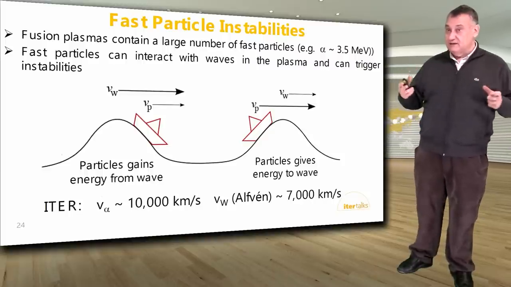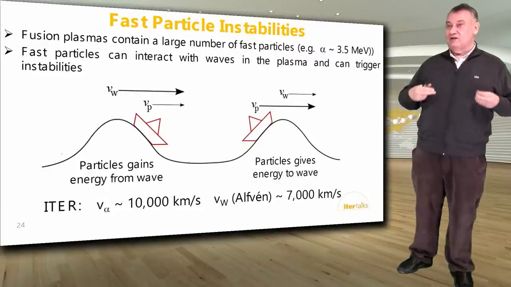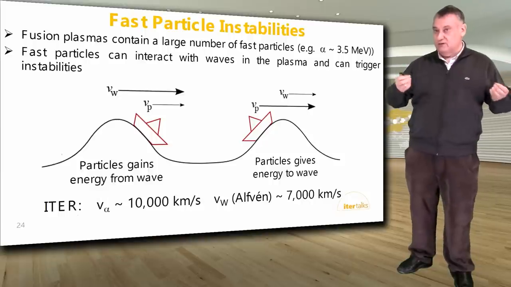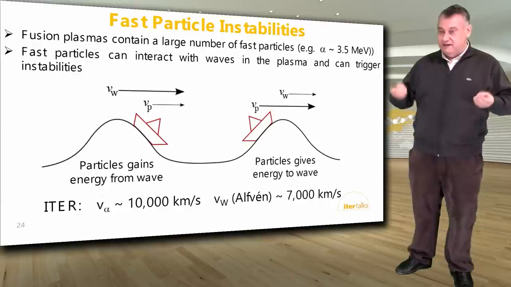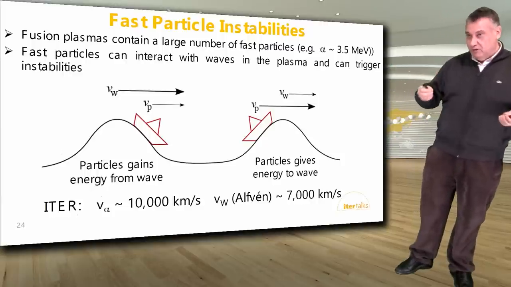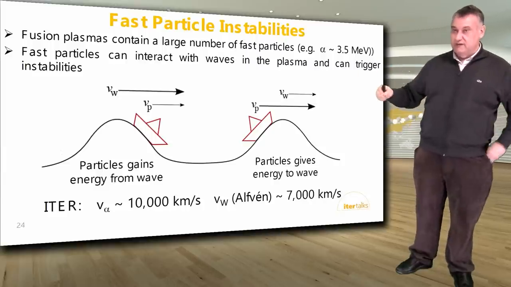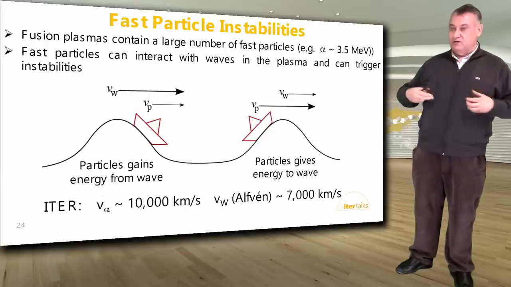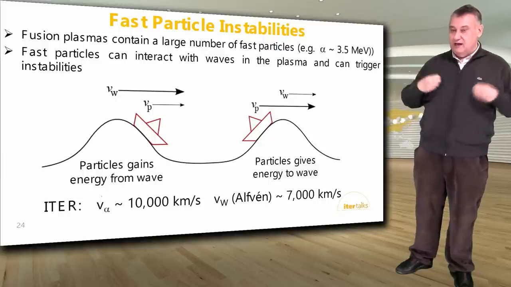And what happens is the same situation as a boat in a sea. If the velocity of the wave is larger than the velocity of the boat, which is the fast particle, the wave pushes the particle, so the particle gains energy, and that is okay. When the velocity of the particle or the boat is larger than the one of the wave, the particle gives energy to the wave. So what would happen in ITER if this instability is not controlled is that these particles give energy to the magnetic field, which starts to oscillate and eventually can expel these particles.